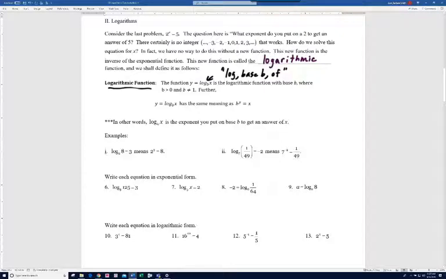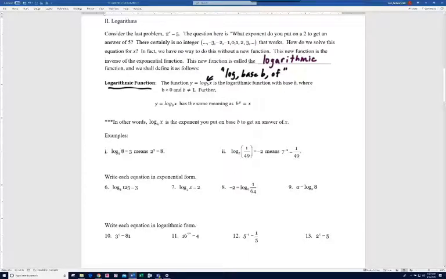And then further it says y equals the log base b of x has the same meaning as b to the y power equals x. Now this is going to be very important here. So remember what I said a few minutes ago. Number one, if you're going to be successful with logs, you've got to know your exponents. Number two, you need to know this definition.